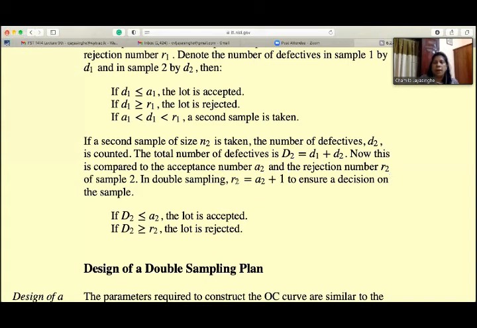In double sampling, R2 equals A2 plus 1 to ensure a decision on the sample. R2 is now the rejection number; the rejection number is equal to the acceptance number A2 plus 1, so it sits a little above that. So if D2 is less than A2, the lot is accepted. If D2 is greater than R2, the lot is rejected. Keep in mind that these values, capital D2, A2, R2, are bigger than the previous D1 and A1, R1.